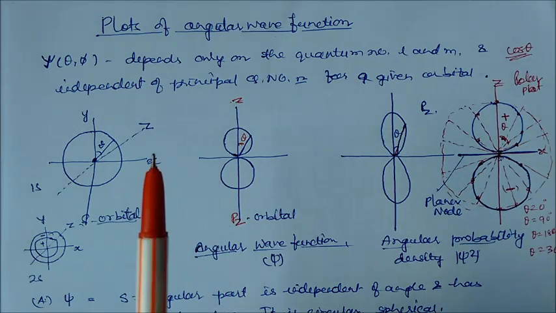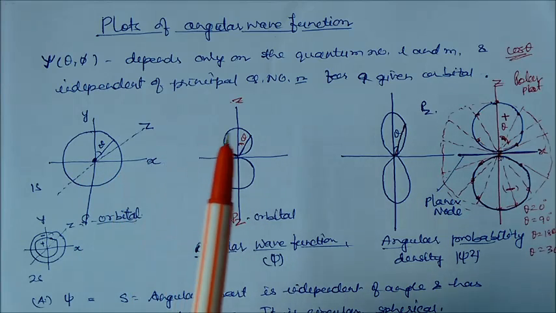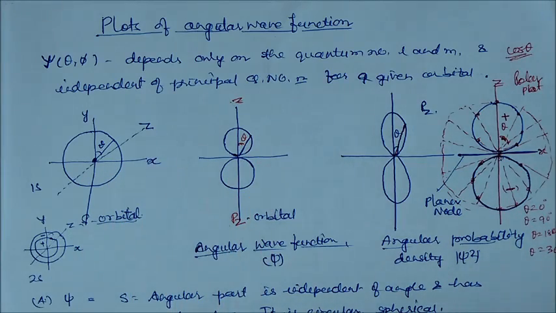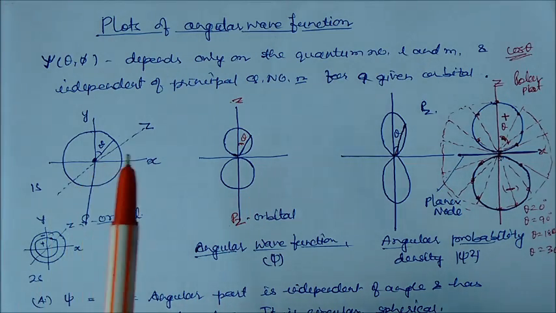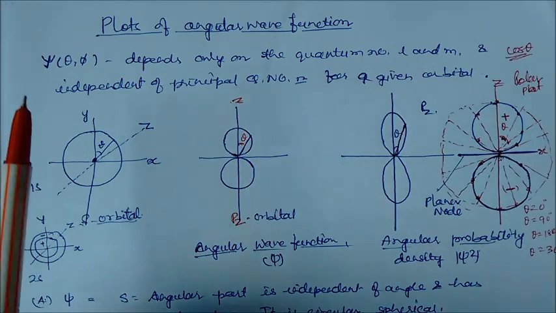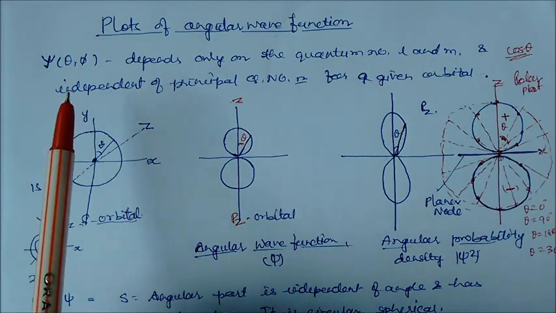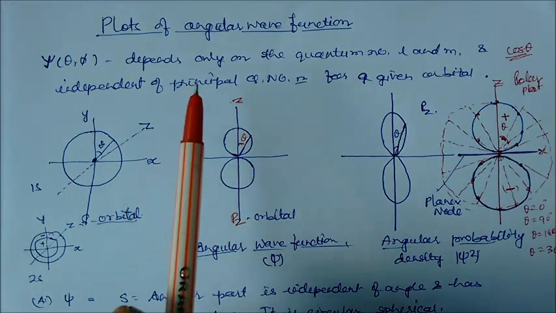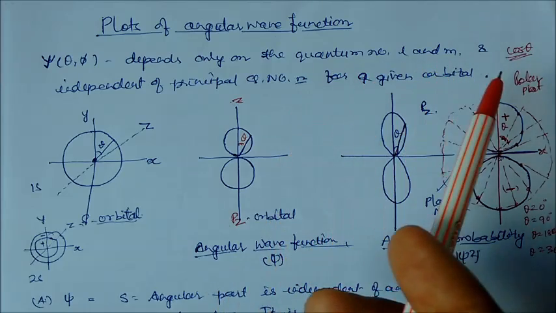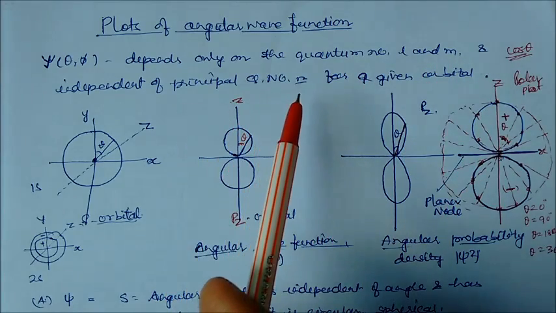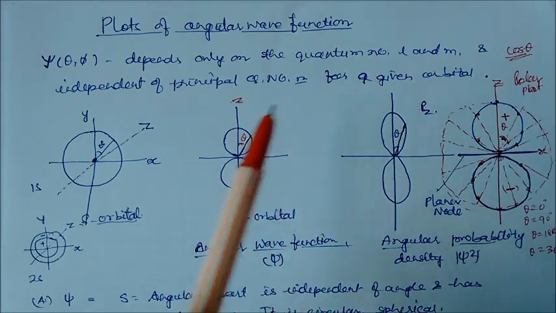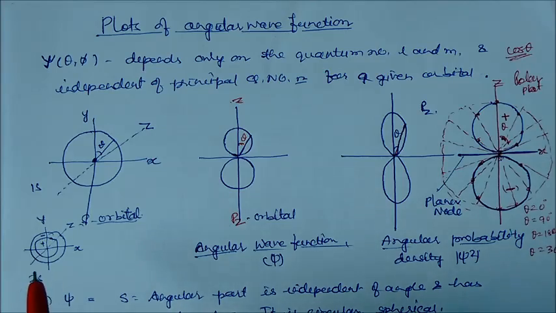In this lecture section, we will see the plots of angular wave functions. You already know the angular wave function is written as psi of theta, phi, as we have seen in the previous lectures. It depends on the quantum numbers l and m and is independent of the principal quantum number n for a given orbital.